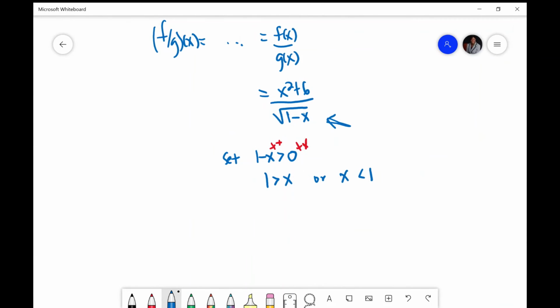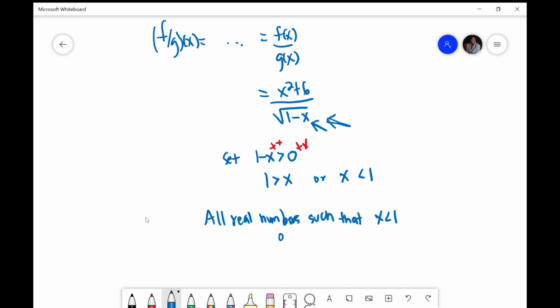So all real numbers such that x is less than 1. For example, 0. 0 will work in here because 1 minus 0 is 1. Square root of 1 is 1. That's fine. But if we took a number that was more than 1, like 2, that would be an issue here because of it being negative under the radical.